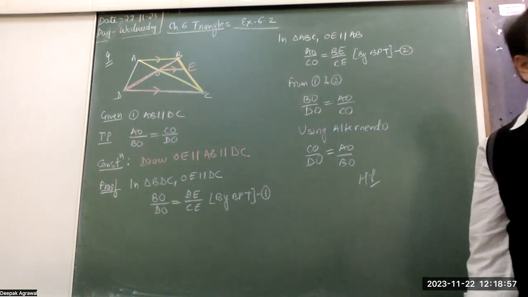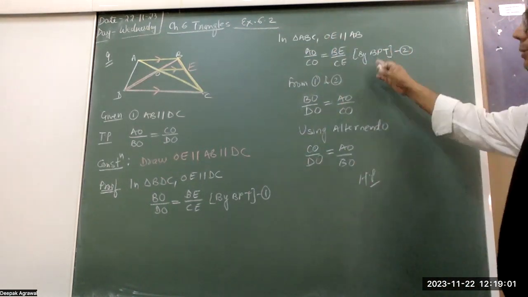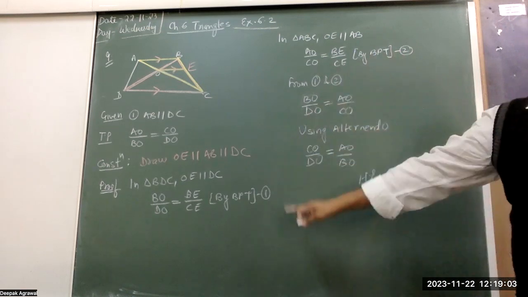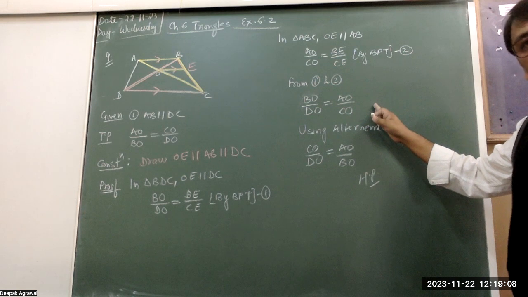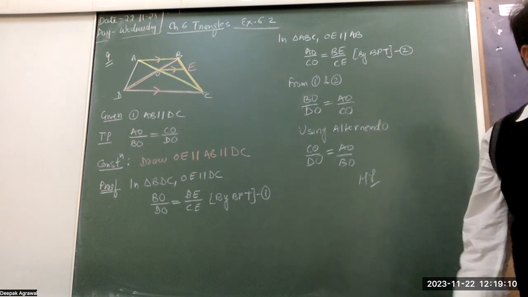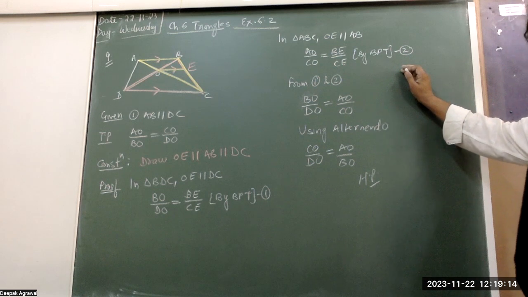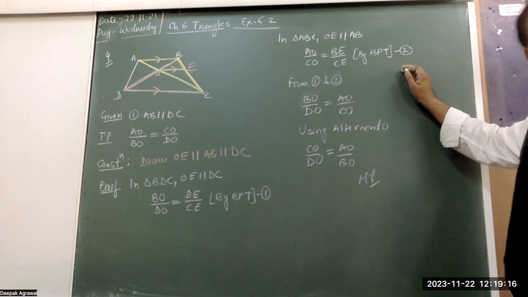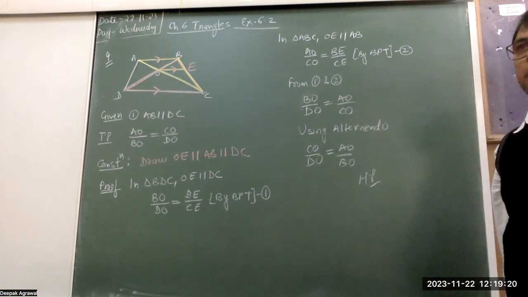So first of all, I took the triangle BDC. I applied BPT. Then I took the triangle ABC and I applied BPT again. I got one of the sides equal. The other side is equal too. What did I apply on it? Alternando. I have got the result. Although this same question we will solve by similarity in the next exercise. By what? We'll solve it by similarity. There is no need of BPT in it.